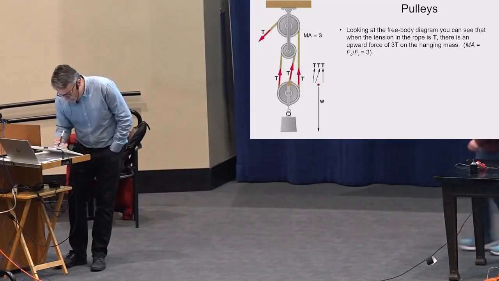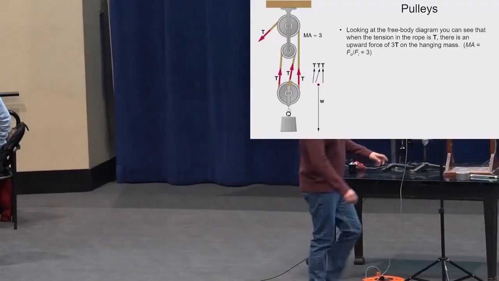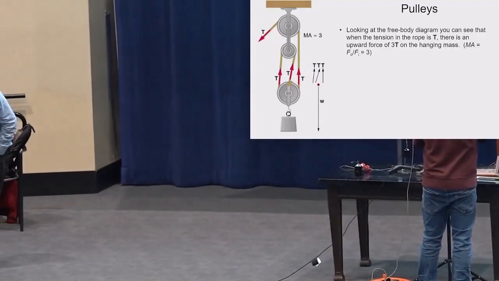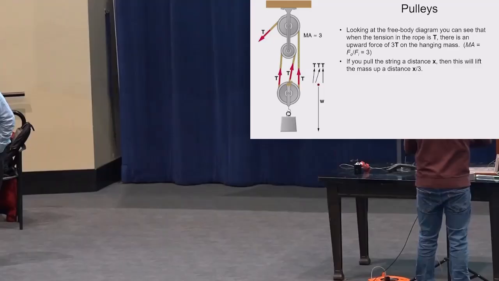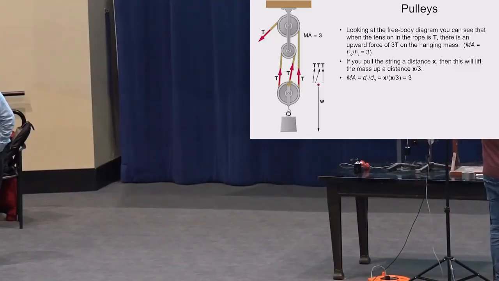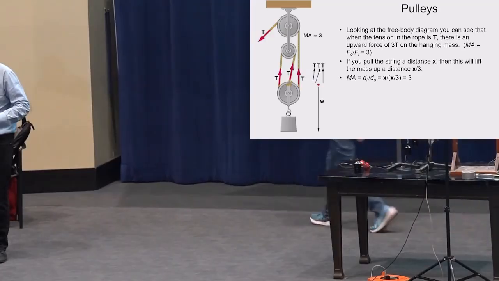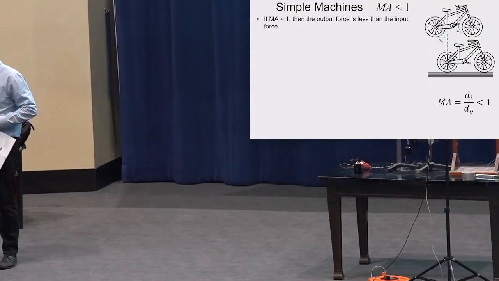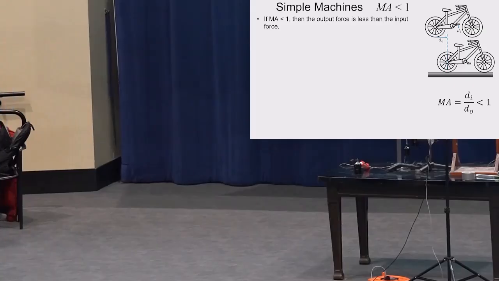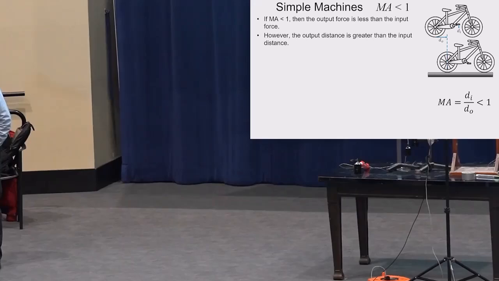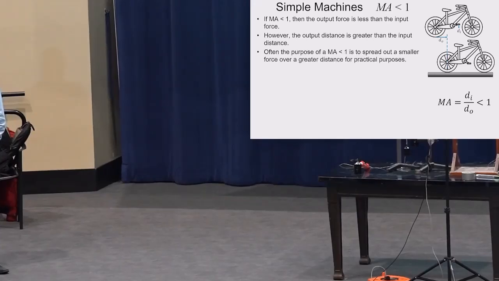So here is one where the mechanical advantage is 3 instead of 18, okay? You can again see that if you pull the string a distance x, this will lift the mass up a distance x over 3. So the mechanical advantage is d_i over d_o, x over a third of x, you get 3. Oh yeah, my bike. That was the other thing. You can have a simple machine for which the mechanical advantage is less than 1. What that would do is actually reduce the output force. So you have to push harder on your pedals than the force between the road and your bicycle.